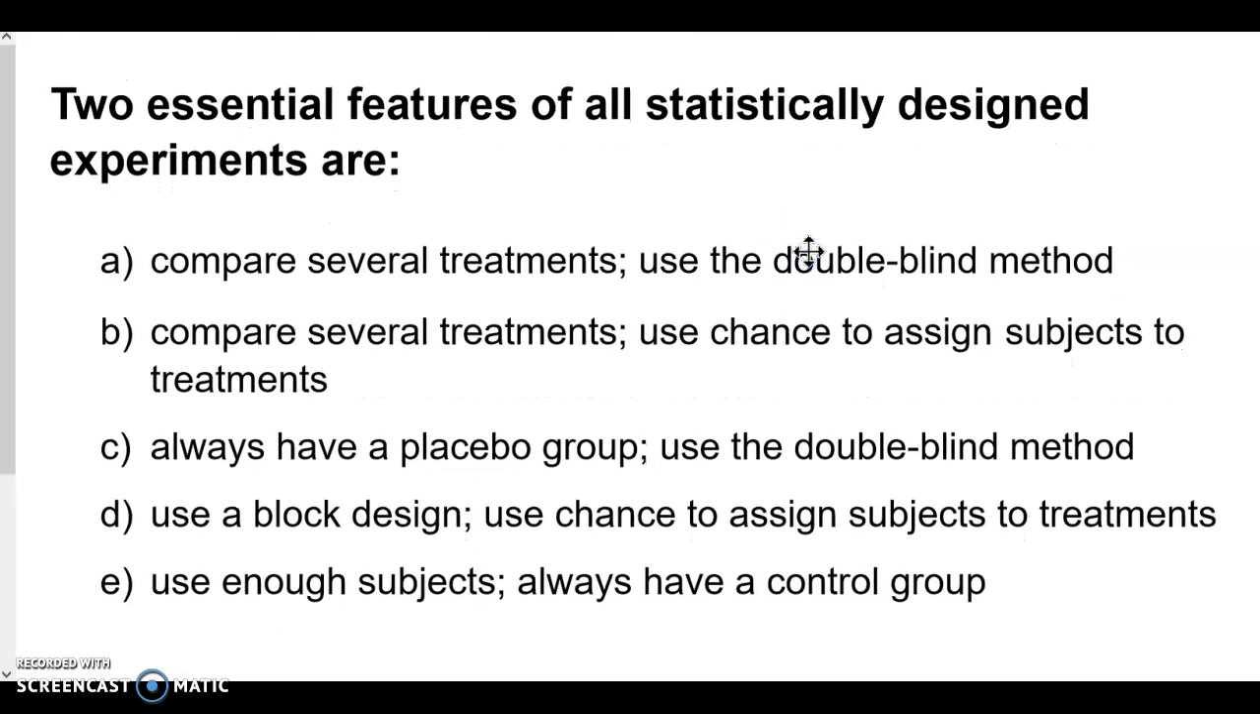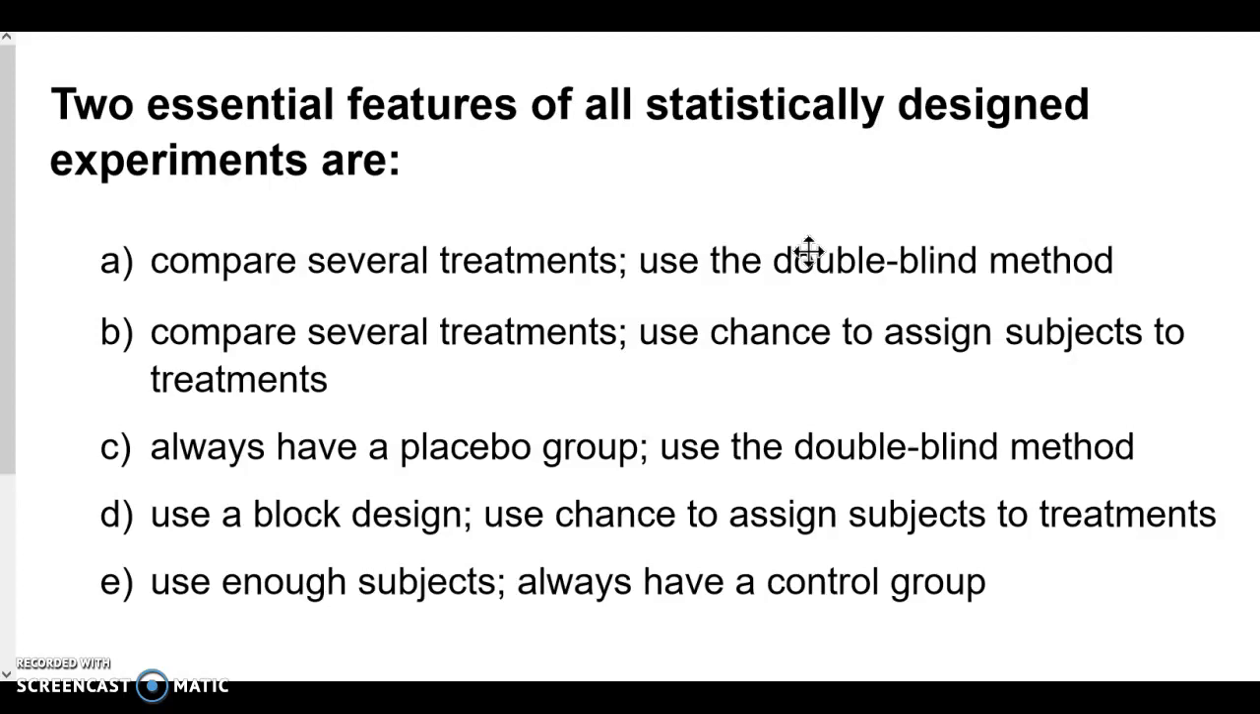question here. Two essential features of all statistically designed experiments are: compare several treatments, use double-blind method; compare several treatments, use chance to assign subjects to treatments; always have a placebo group, use the double-blind method; use a block design, use chance to assign subjects to treatments; and then use enough subjects, always have a control group.